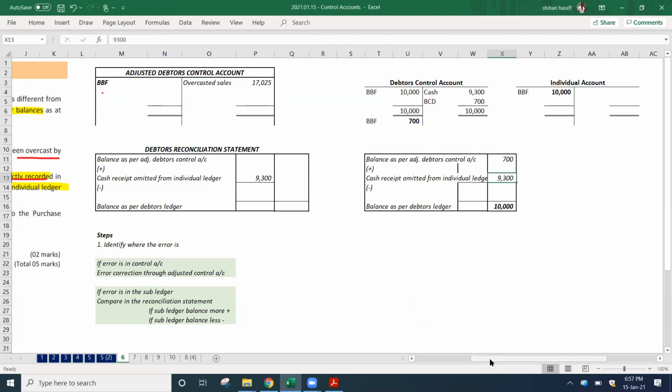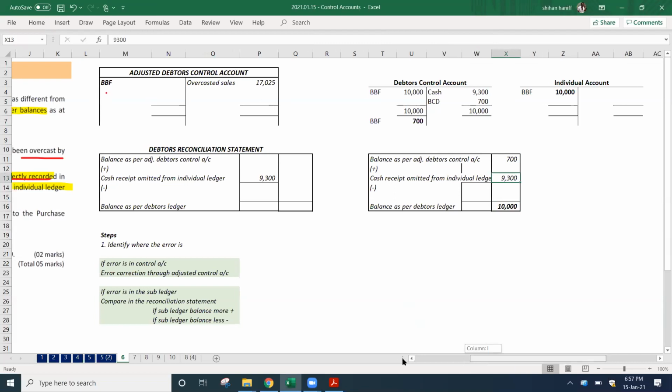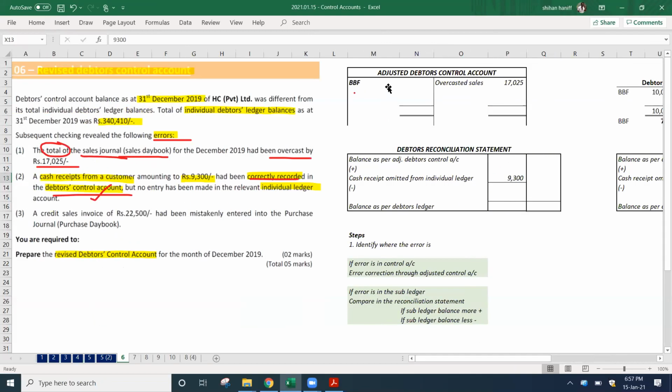Right. So let's move to the third one. So remember the control account. If the error is in the control account, that is easy. If it is in the reconciliation only, most of the students have this doubt, plus minus, right? So we will do several questions, then you will understand. Then you will feel this is very simple. Okay.